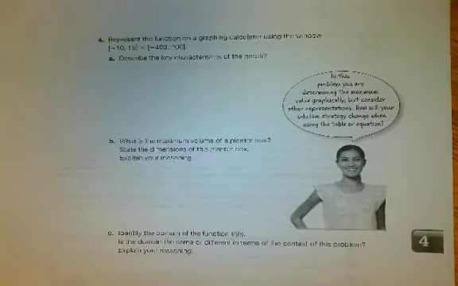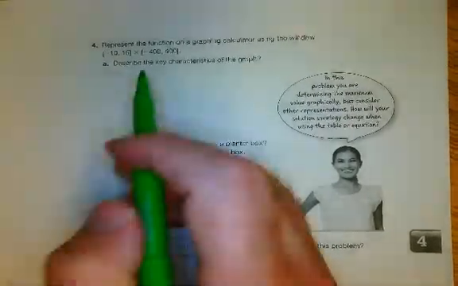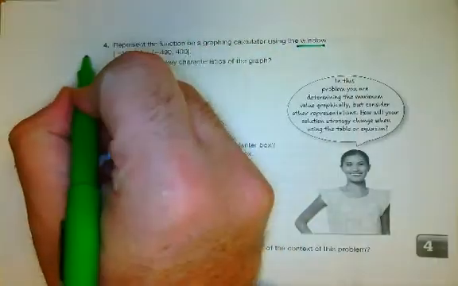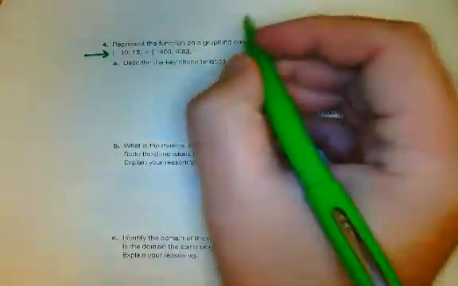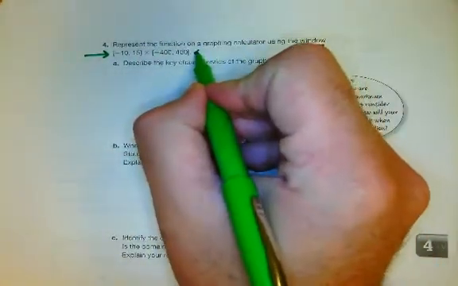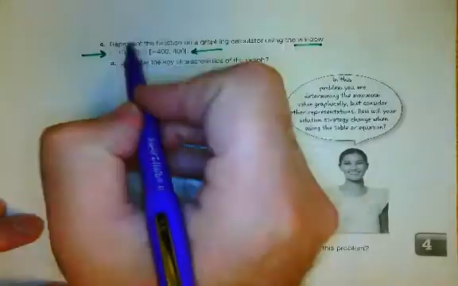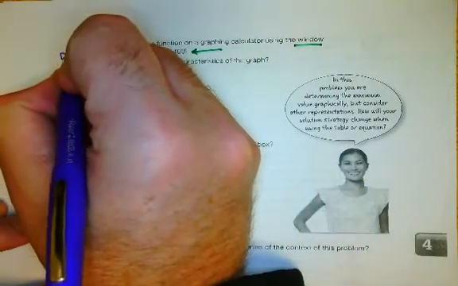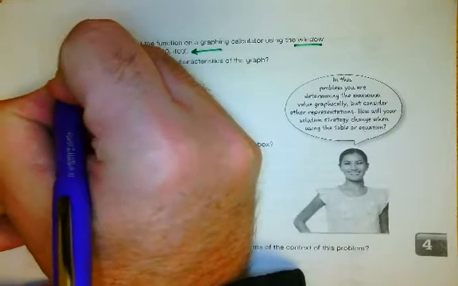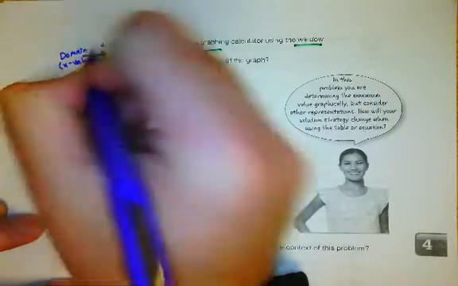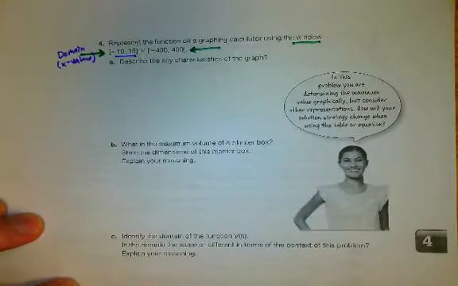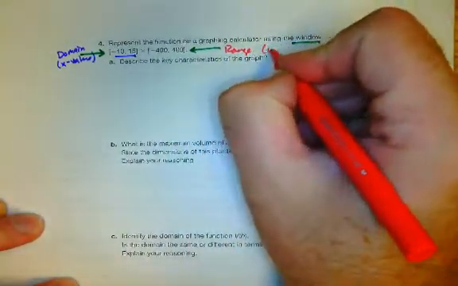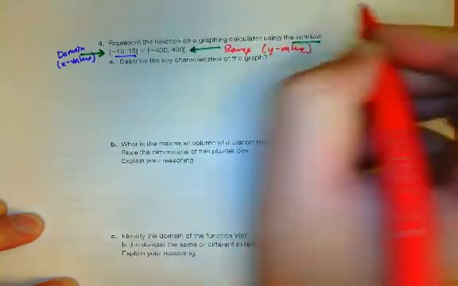Alright, so I want to make sure on number 4 that you understand what's going on. Right here it says, represent the function on a graphing calculator using the window, and they give you this window right here. This is very important to understand, what this window means. On the left side, this negative 10 to 15 is your domain, which means this is your x values. And on the right side, we're going to have our range, which is obviously our y values.